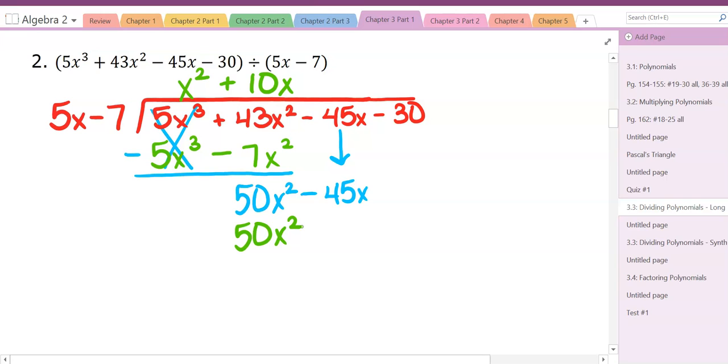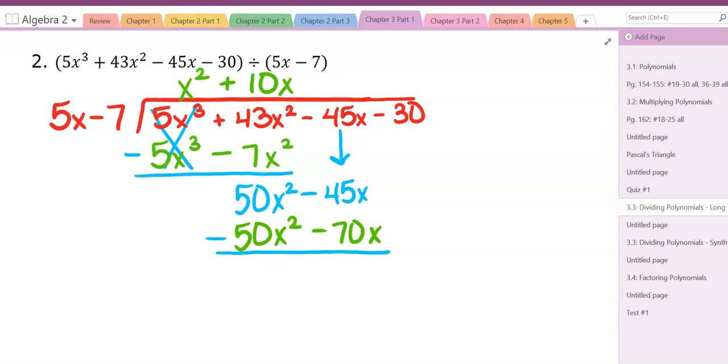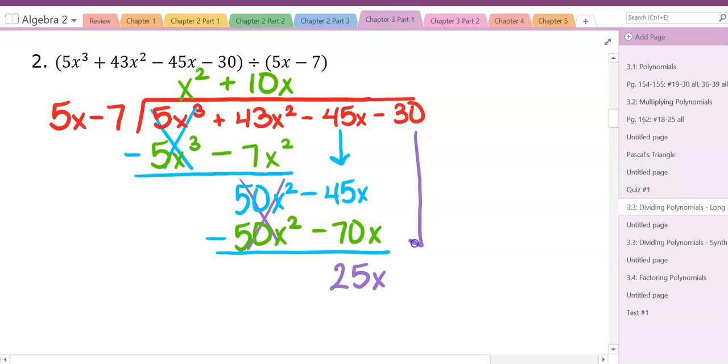Then I also have to take the 10x times that -7. That's still from the division piece. So that's going to be -70x. Okay, and let's subtract again. So 50x squared minus 50x squared, again, those pieces should just eliminate. What is going to be -45 minus a -70? Or -45 plus 70? 25x. Yep, so this is going to be 25x. And then bring down that -30.